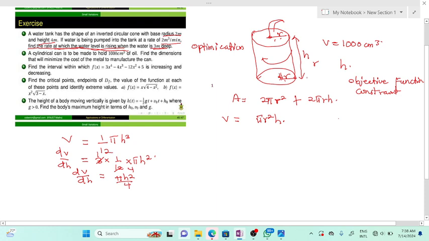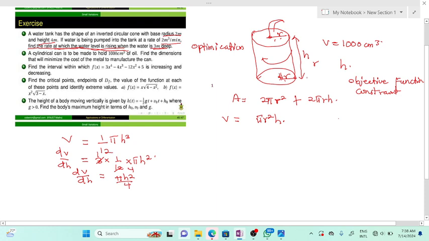So now that we have our objective function, let's see how we are going to do the optimization. Remember that in calculus, whenever you are finding a minimum or maximum, you need to find what we call the critical point. The minima or the maxima of any function is at a critical point. At a critical point, the change of the variable with respect to the other variable is zero.